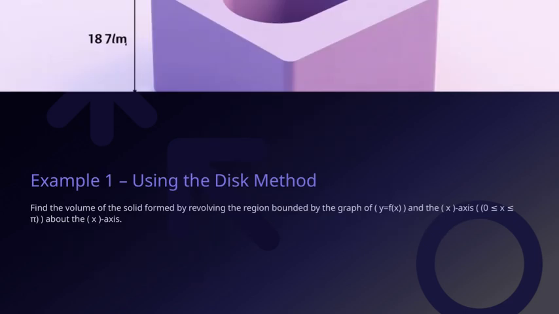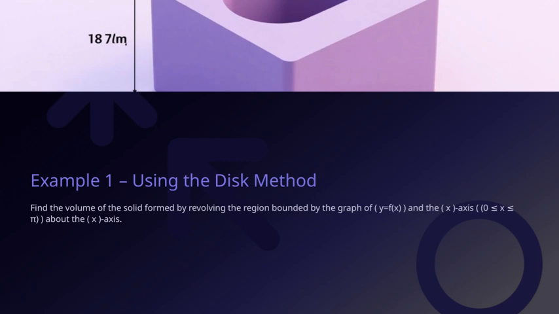Now, let's look at how to find the volume of a solid formed when we revolve a region around the x-axis. Specifically, we're considering the area bounded by the graph of y equals f of x and the x-axis, between x equals 0 and x equals pi. In this example, we'll use the disk method, which is a common technique for these types of problems.